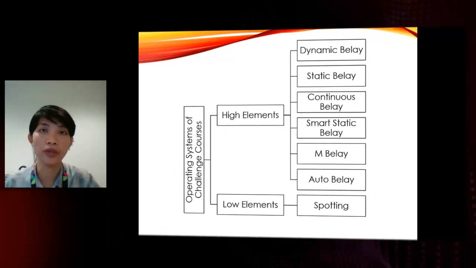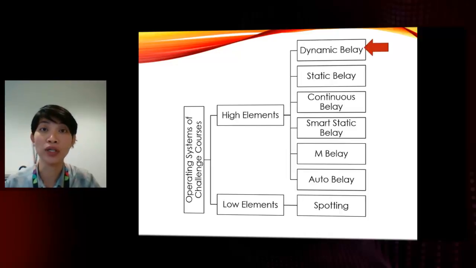Here, for this segment, we are going to run through the different operating systems. We categorize them according to high element and low element, of which we will cover the ones that are most commonly used in Singapore, like dynamic belay.